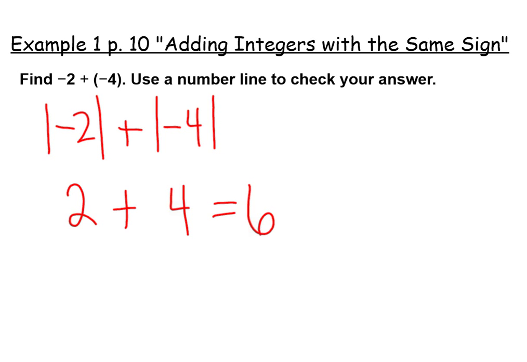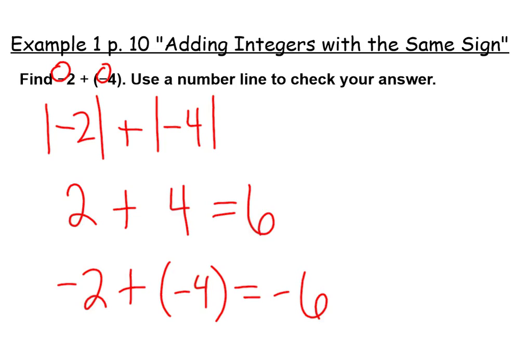But anytime you add two integers with a common sign, in this case we have a negative 2 and a negative 4, we need to keep our answer negative. So therefore, negative 2 plus negative 4 is negative 6.